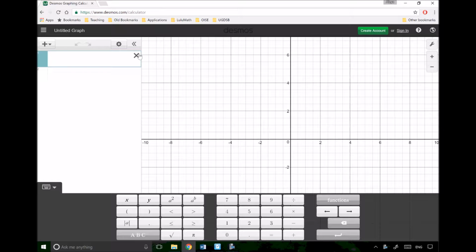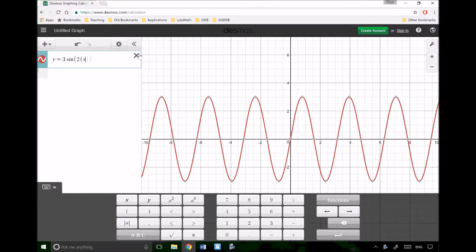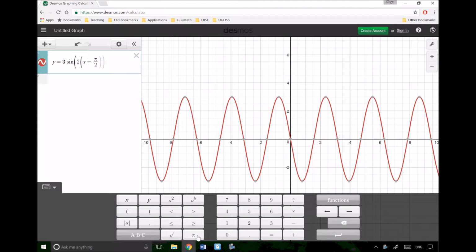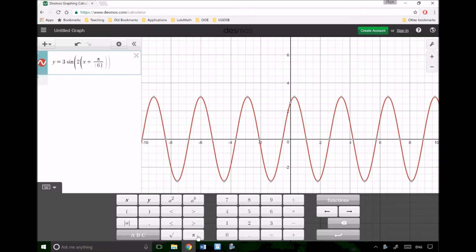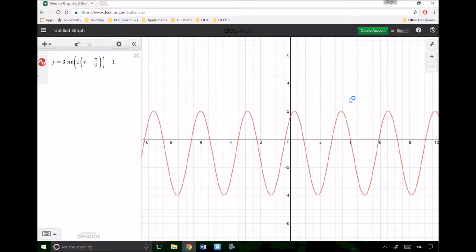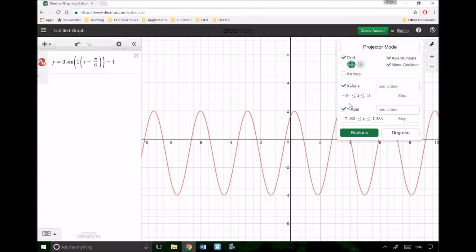So I'm going to type in y equals 3 sine of 2 times x plus pi over 6 minus 1 right here and see what ends up happening. Now, the first thing that I want to do is change some of the information, the key features that we have on the graph itself. So I'm going to go to my graph settings and change it.